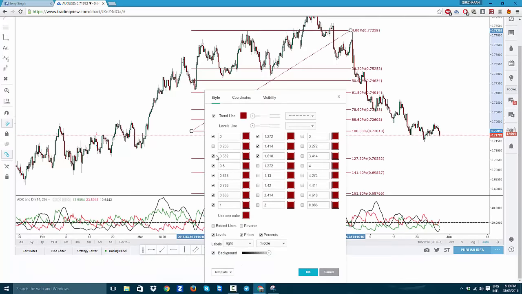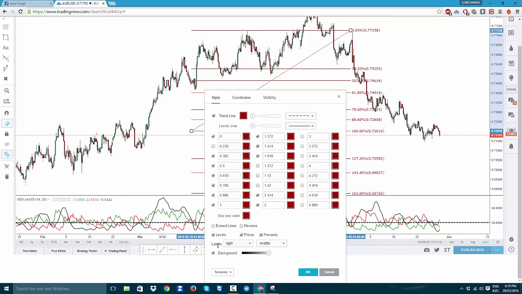So 0, 0.382, 0.5, 0.618, 0.786, 0.886, 1, 1.272, 1.414, 1.618, and if you really want you can just go for the 2 as well, or 2.414, and that should be enough. And yeah, so just click OK.